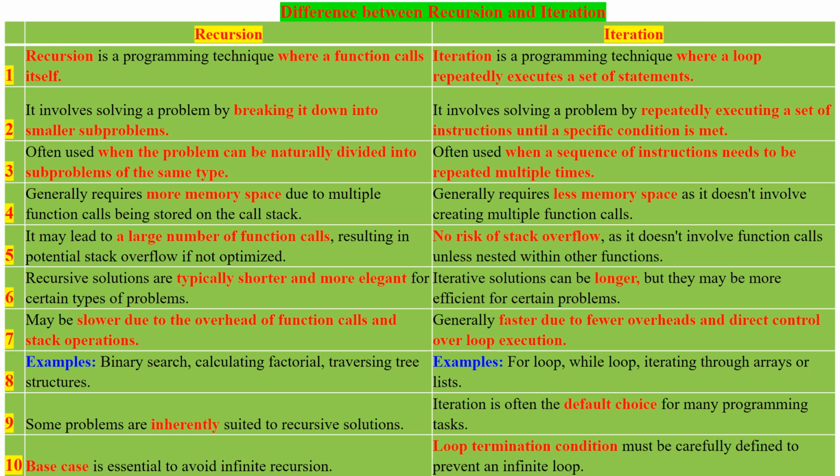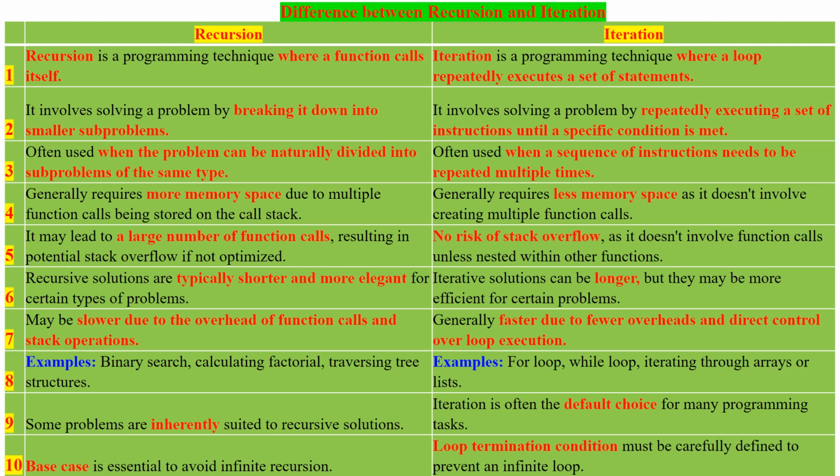Recursion may lead to a large number of function calls, resulting in potential stack overflow if not optimized, whereas in iteration, there is no risk of stack overflow, as it doesn't involve function calls nested within other functions. Recursive solutions are typically shorter and more elegant for certain types of problems, whereas iterative solutions can be longer, but they may be more efficient for certain problems.